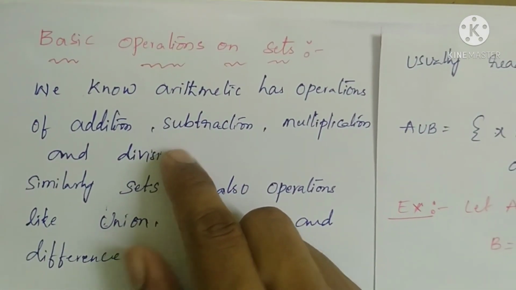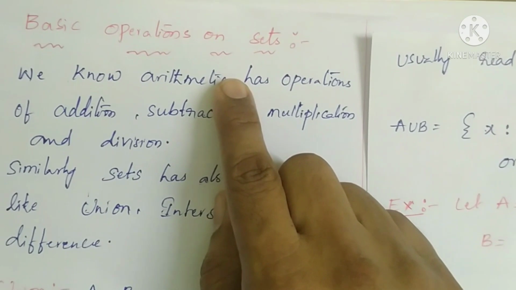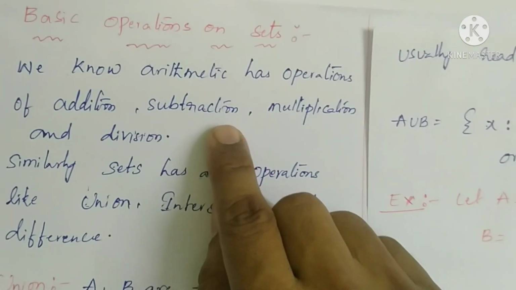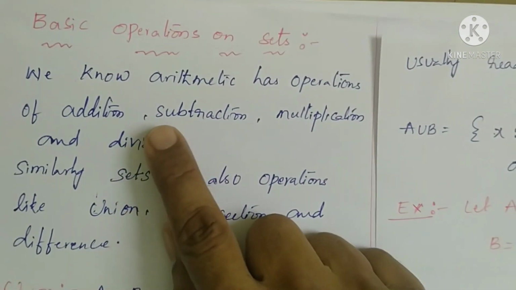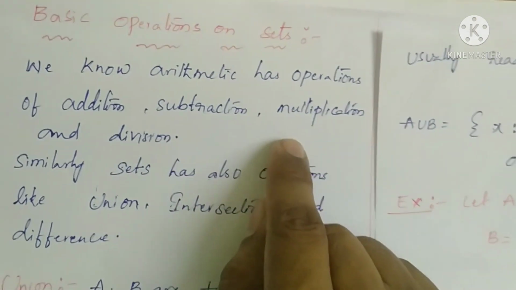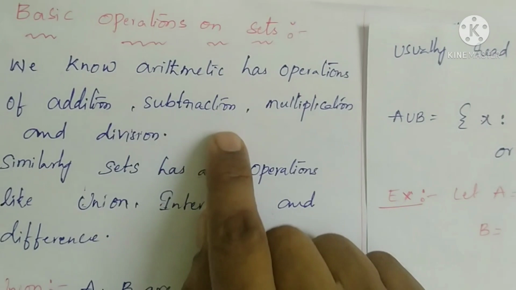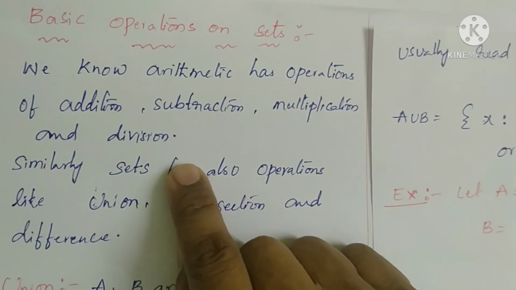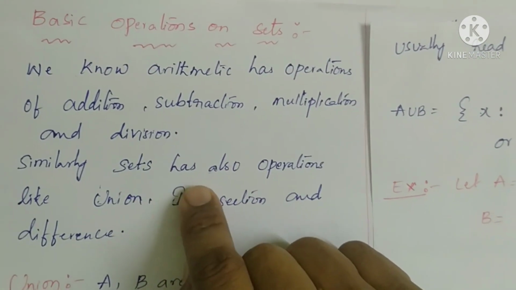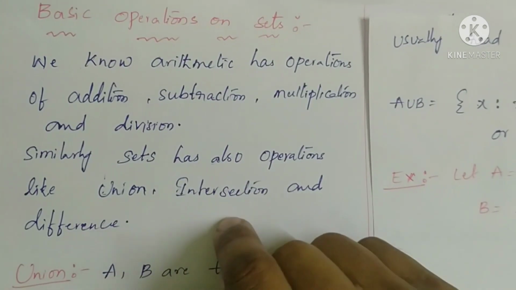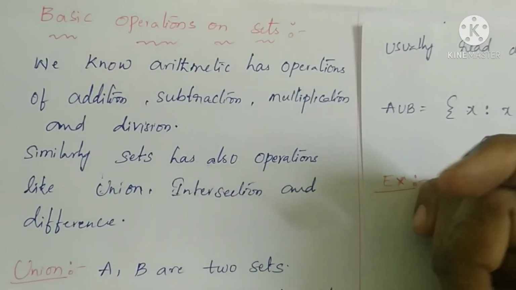This is a very important topic. Basic operations on sets. We know arithmetic has operations of addition, subtraction, multiplication and division. Similarly, sets also have operations like union, intersection and difference.